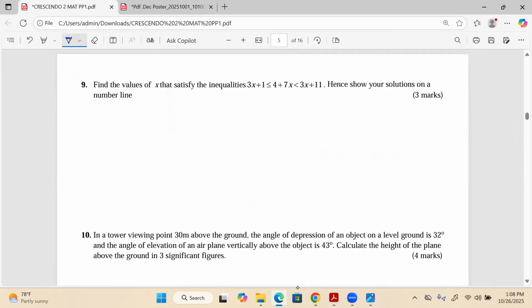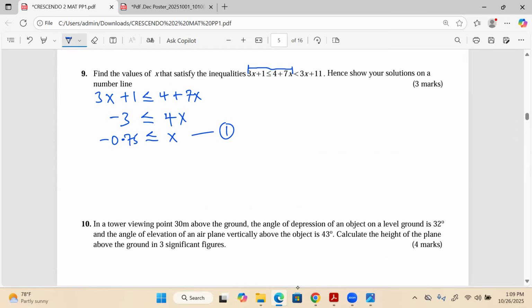Let's look at number 10. Find the values of x that satisfy the inequality 3x plus 1 less than or equal to 4 plus 7x less than 3x plus 11. Hence, show your solution on a number line. Let's first get two simple statements so that you may express them. From 3x all the way to 7x: 3x plus 1 less than or equal to 4 plus 7x. When we group terms together, we remain with 1 minus 4 less than or equal to 7x minus 3x. 7 minus 3 is 4x. So that we say x should be greater than or equal to negative 0.75. That is the first simple statement.